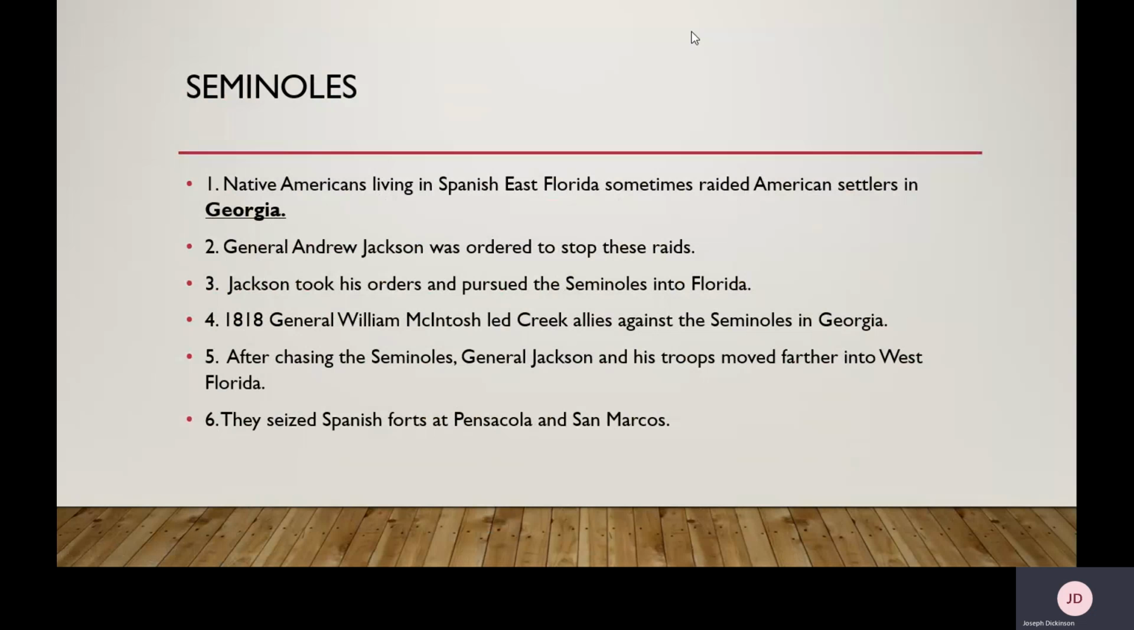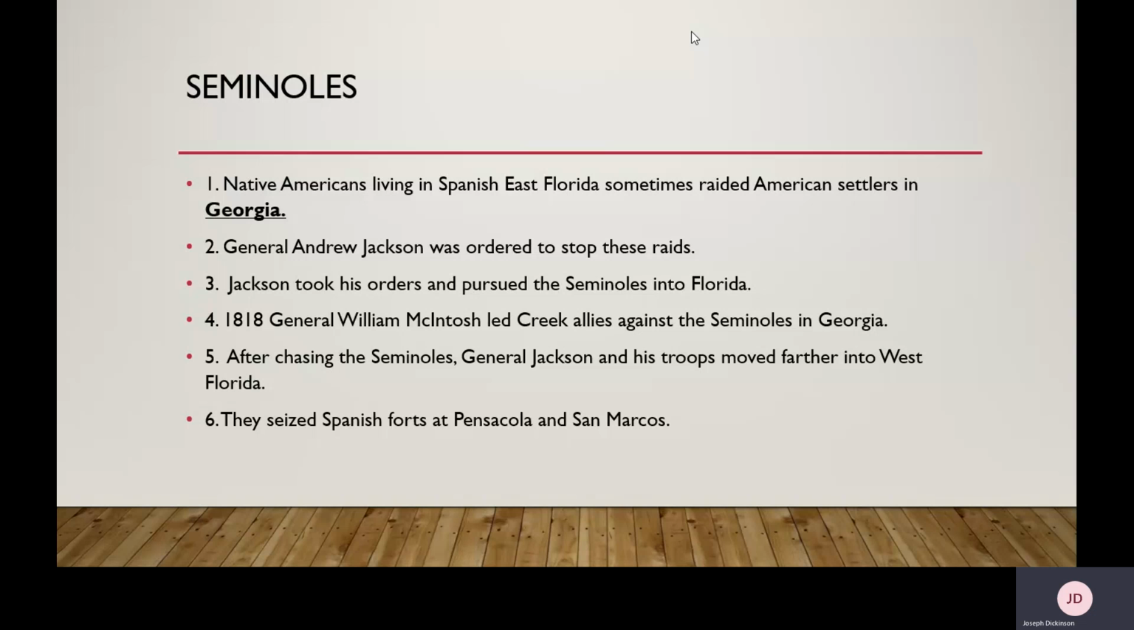General Andrew Jackson was ordered to stop these raids. We talked about Andrew Jackson with the War of 1812. He's the reason that New Orleans was won and defended. He's a big deal. They even have statues of Andrew Jackson down in New Orleans, still there. Even Fort Jackson in South Carolina, an Army base, is named after Andrew Jackson. I was actually there this summer.